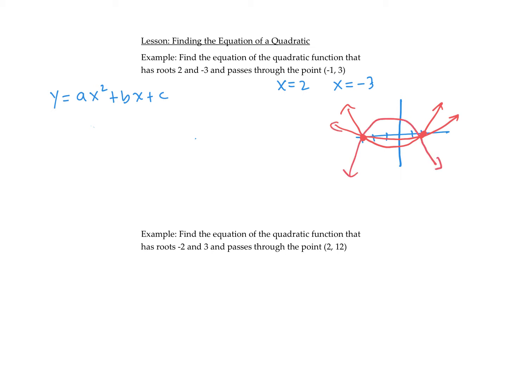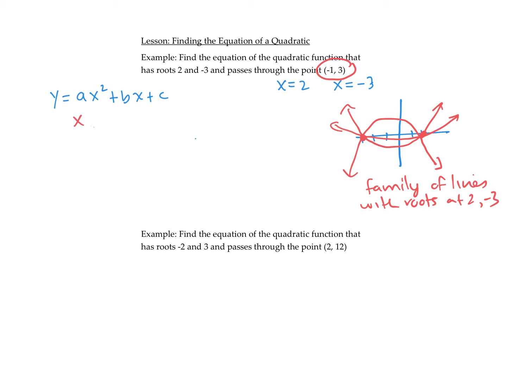We don't know. So this would be considered a family of functions with roots at 2 and -3. So there's lots and lots, an infinite number of parabolas that could pass through those 2 points. The difference is they would all have different stretches. So in order to find a specific one, we also need a point that is on that curve.